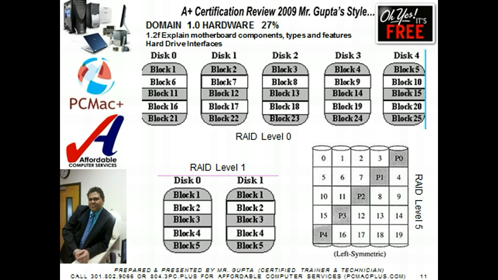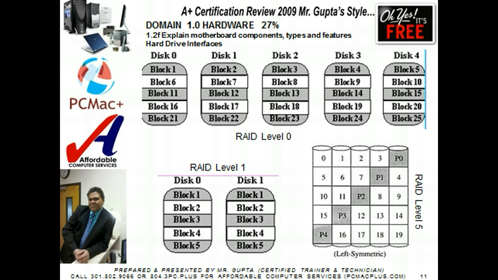RAID 1 is a type of drive imaging. It duplicates data on one drive to another drive and is used for fault tolerance. A drive image is a duplication of everything written to a hard drive. Each drive has its own volume, and the 2 volumes are called mirrors. If one drive fails, the other continues to operate and data is not lost.